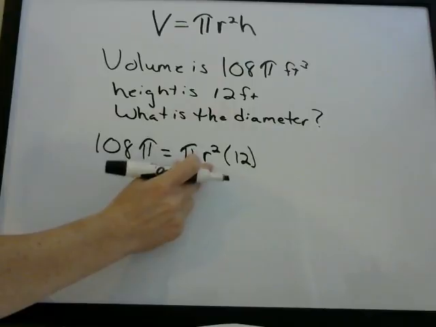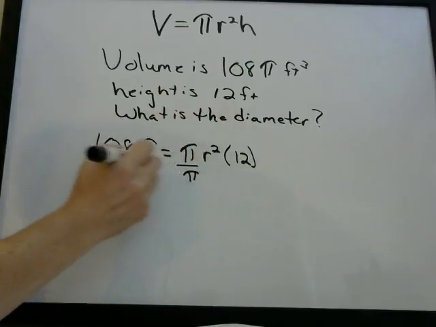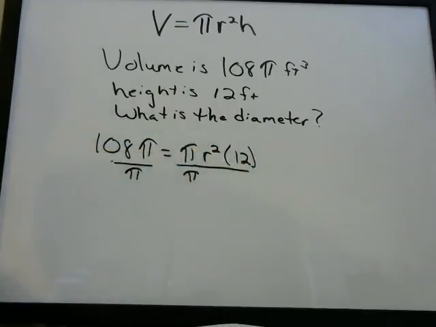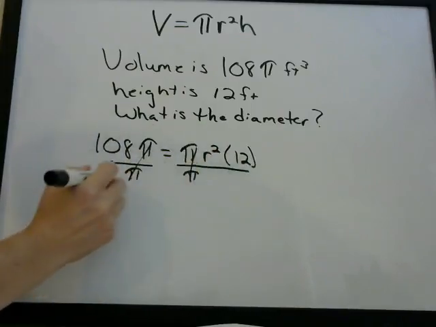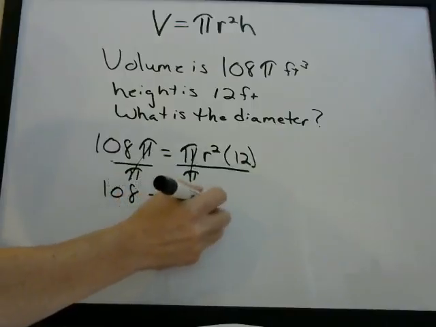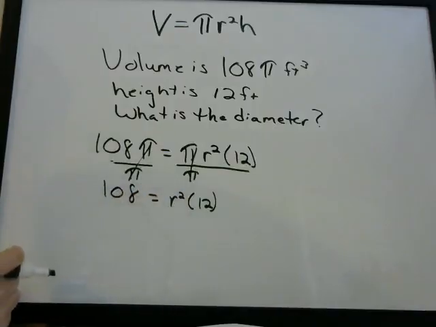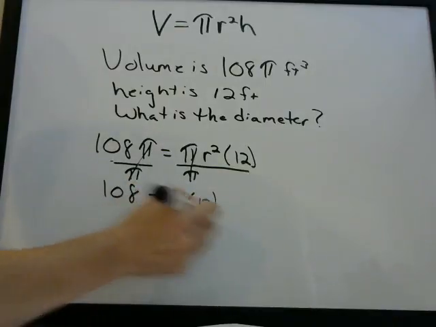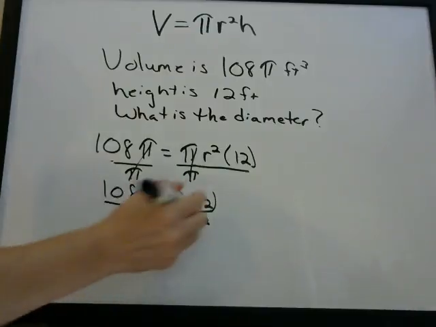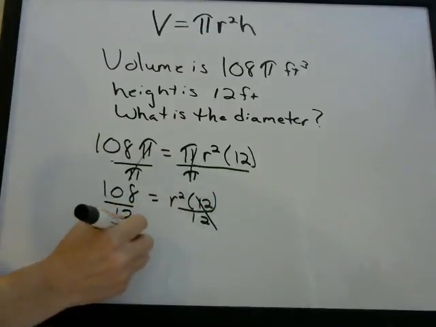So how do we get r by itself? Well, we're first going to get rid of this pi. So we're going to divide by pi. If we divide one side by pi, we have to divide the other side by pi. So we're really dividing this whole thing by pi. So these will cancel, and we'll end up with 108 equals r squared times 12. Now we want to get rid of the 12 because we want to get r squared by itself. How do we get rid of the 12? We divide by 12. Again, if you don't know how to do this, watch the videos on algebra. So those cancel. 108 divided by 12 is 9.